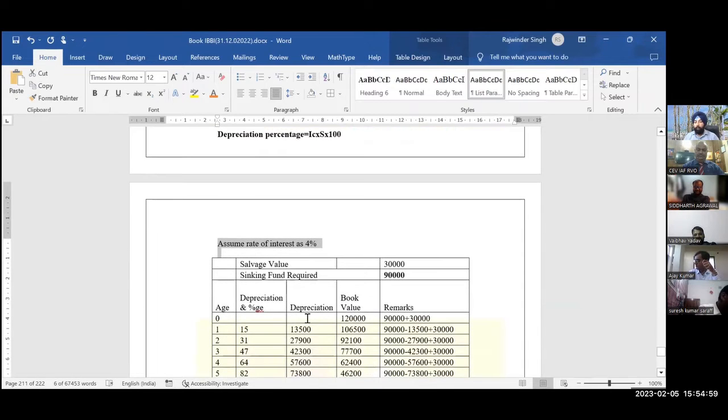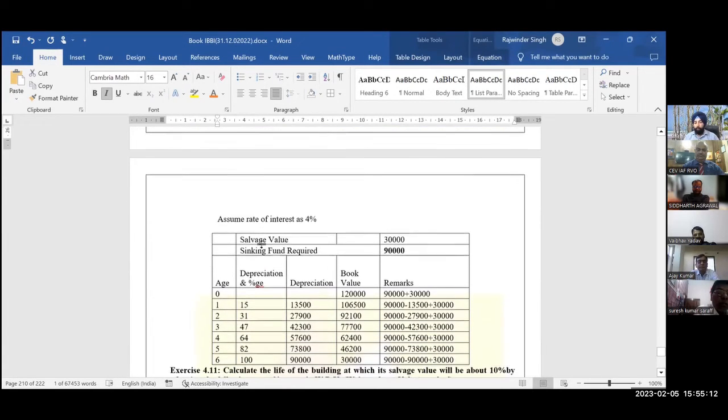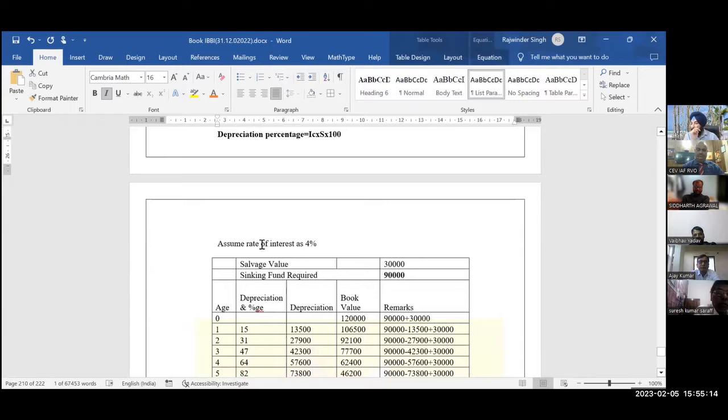Let us assume that in both the cases. So what will happen? If you calculate this depreciation percentage in the first year, here you put the value of n, and here also you put the value of n. Another thing you have to remember is salvage value. What is the salvage value?